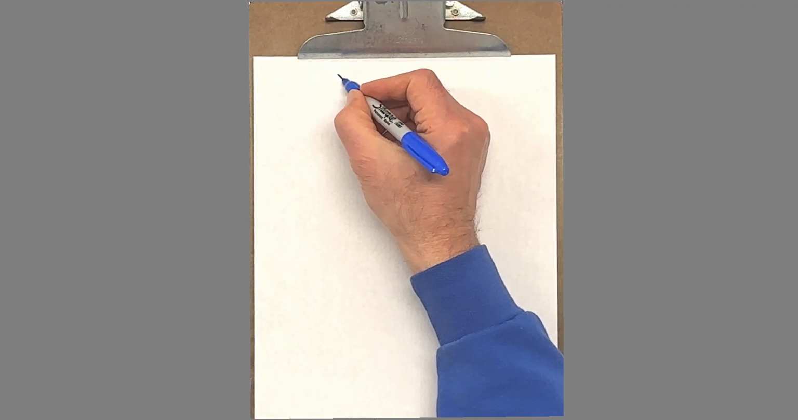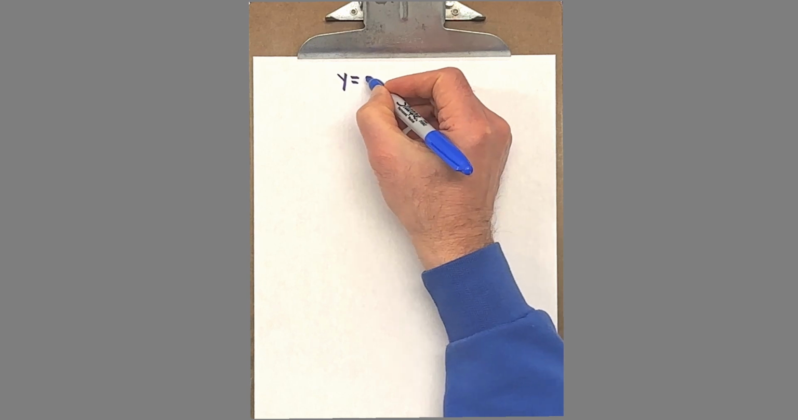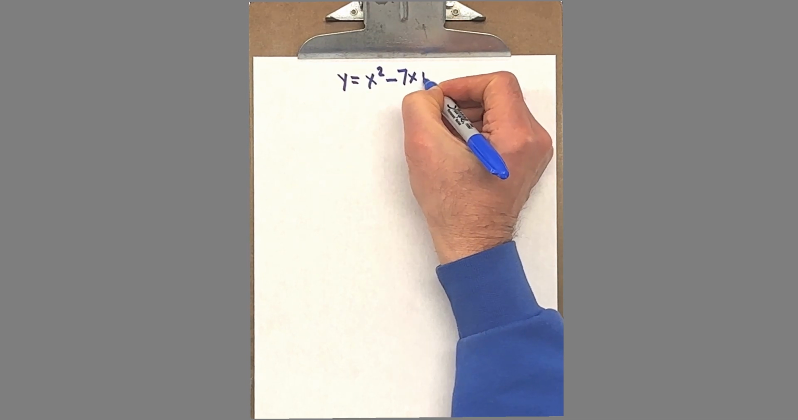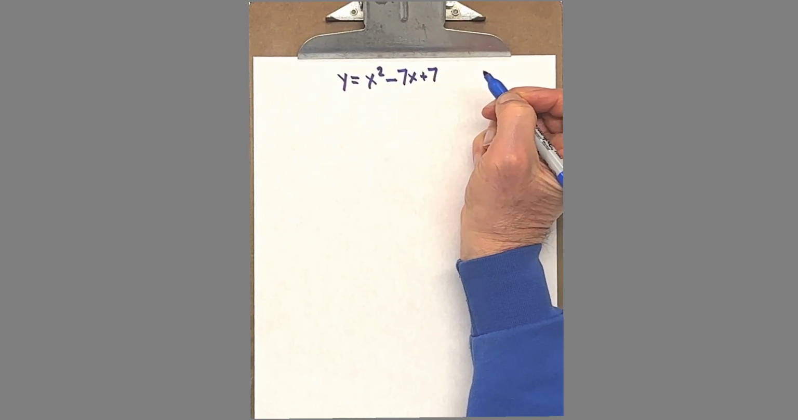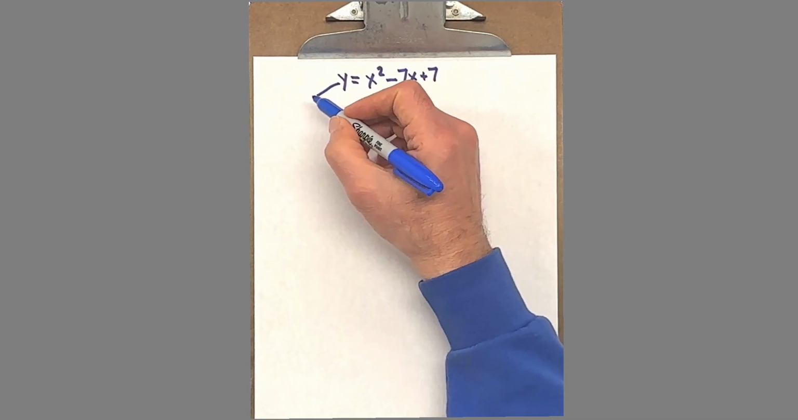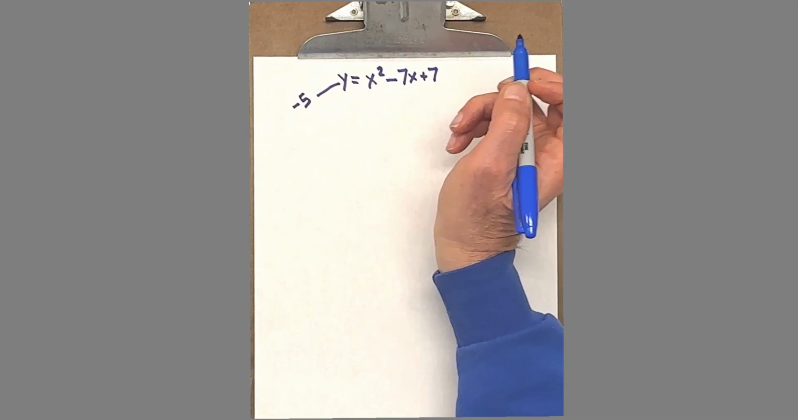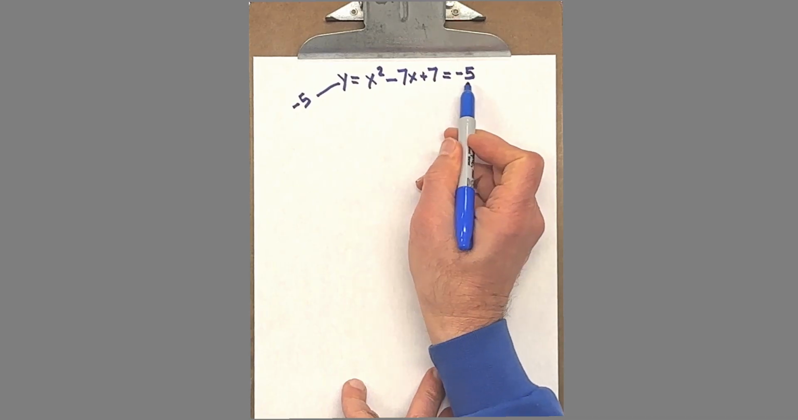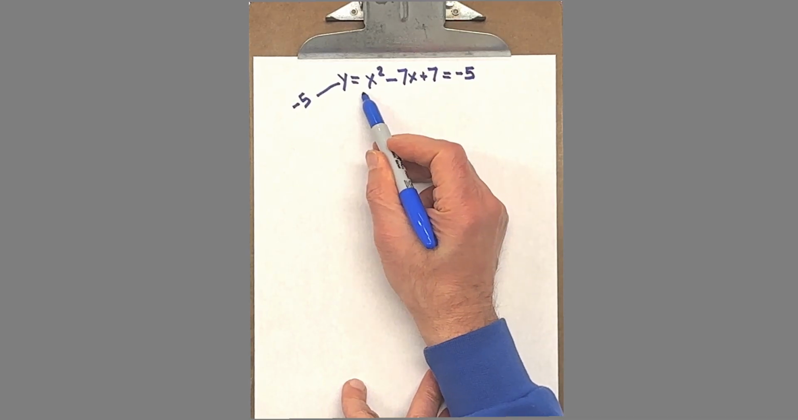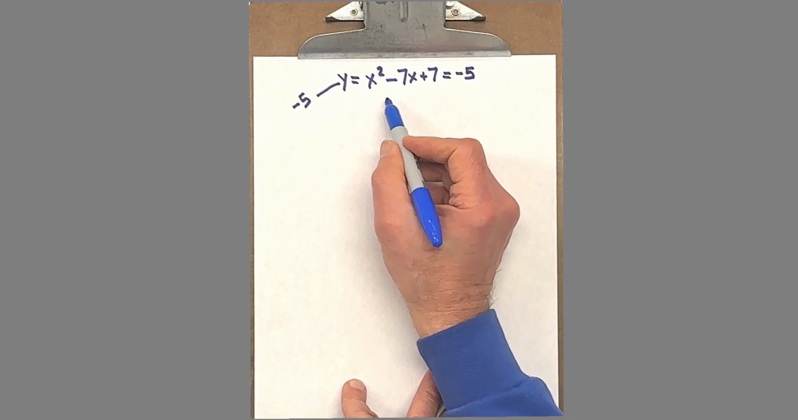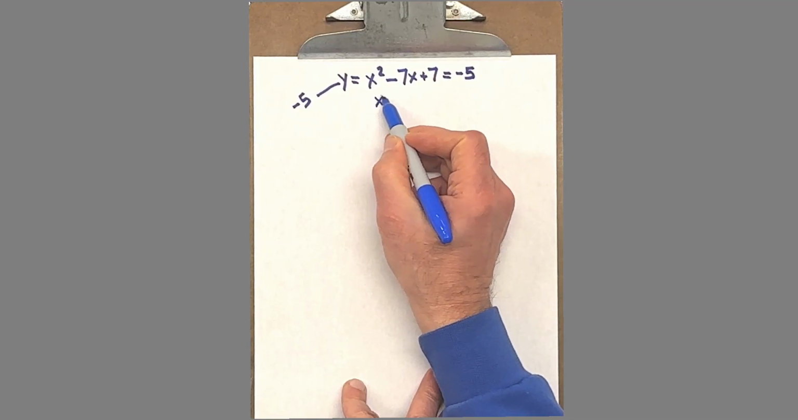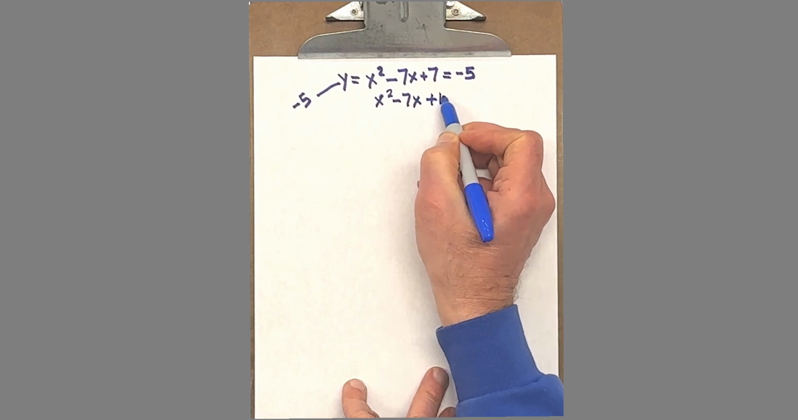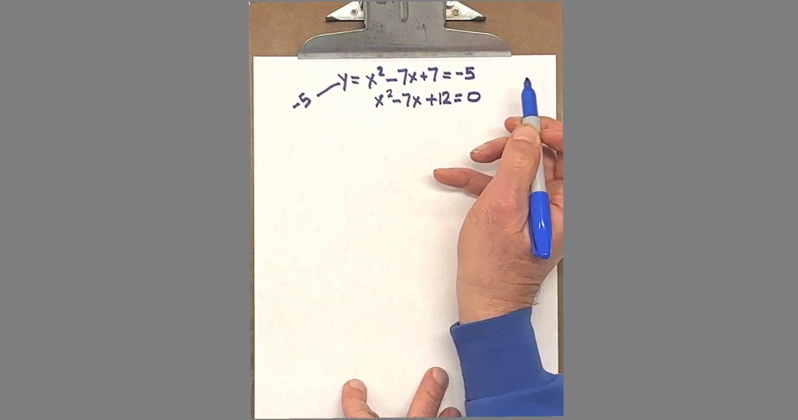Suppose we have an equation of the form y is x squared minus 7x plus 7, and I want the solution when y is equal to minus 5. All right, so this would equal minus 5. If I add 5 to both sides of the equation, we would have x squared minus 7x plus 12 equals 0.